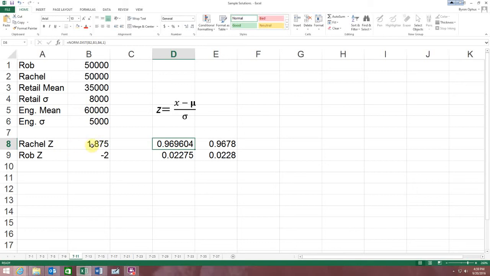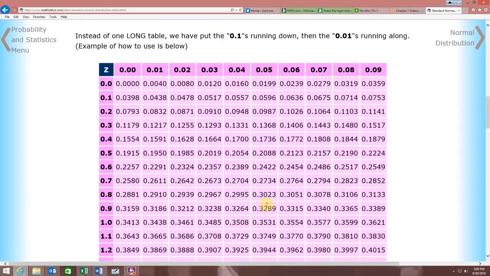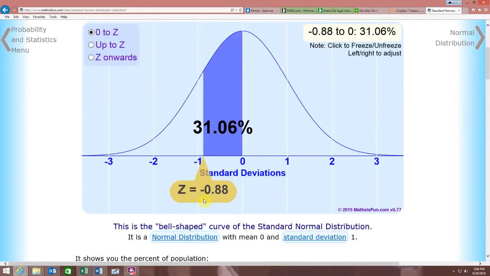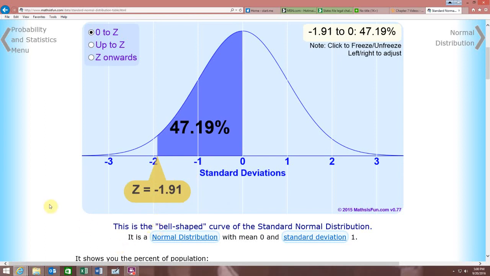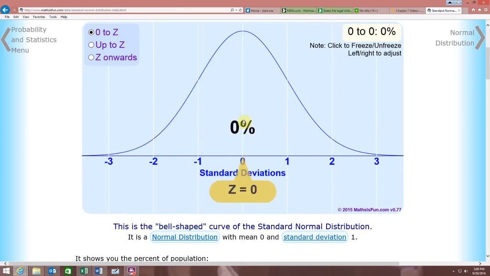But so Rachel's z-score is 1.875. Well, what's that mean? Well, I like this interactive tool here, because what we want to know then is how she's 1.875 above the mean in terms of standard deviations. Well, what's that put her as a percent? We often talk about grading on the curve or doing some things like that, but what's that put her as a percent? If we were talking about IQs or anything, we oftentimes want to know that. Okay, well, how do I find that?